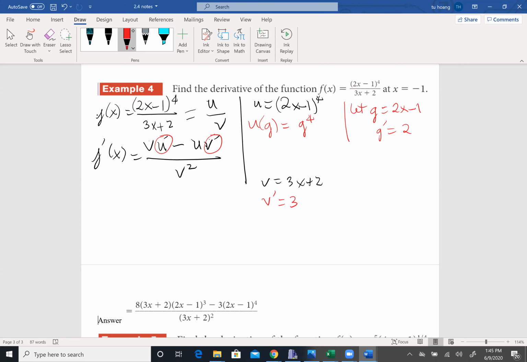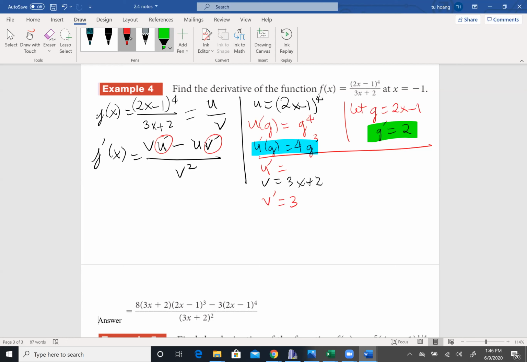And then you can find the outside derivative, which is the derivative of g to the power 4, equal to 4g to the power third. Okay. Now it's time to find the u derivative, which equals the outside function multiplied with the inside function. What is the outside function? The outside function is this guy, and the inside function is this guy.